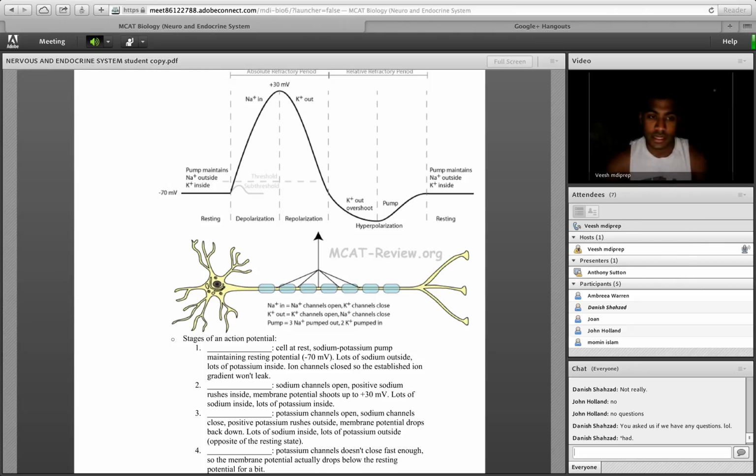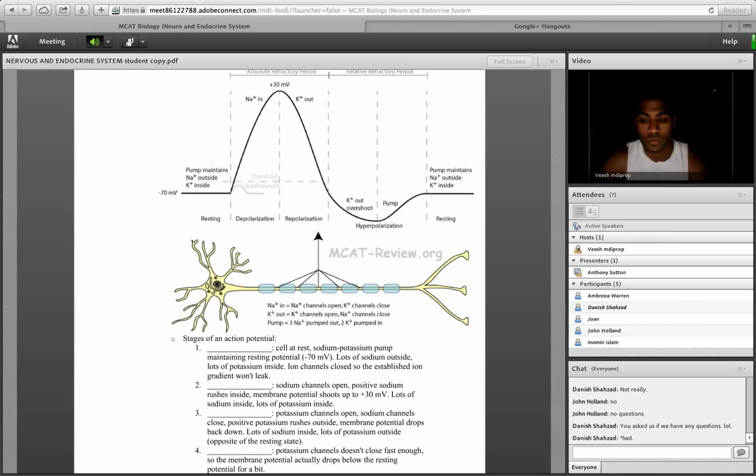And then the third stage is called repolarization. In repolarization, the potassium channels open up, and then the sodium channels close. So the sodium is still stuck inside, but since the potassium channels are open now, the potassium is going to rush to the outside, and the membrane potential is going to drop back down.